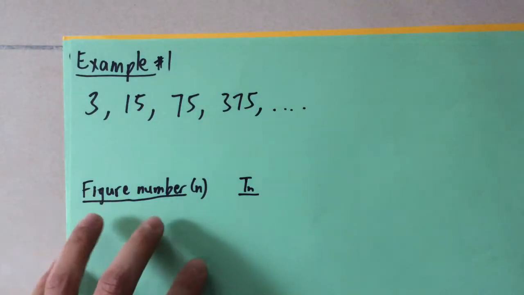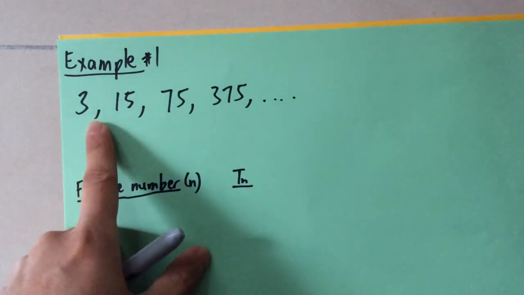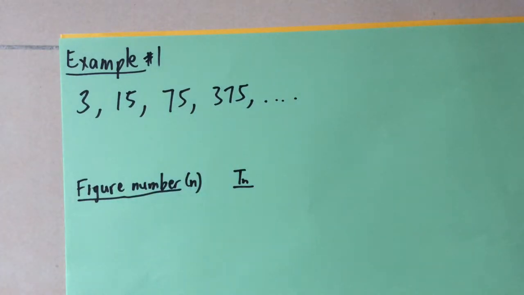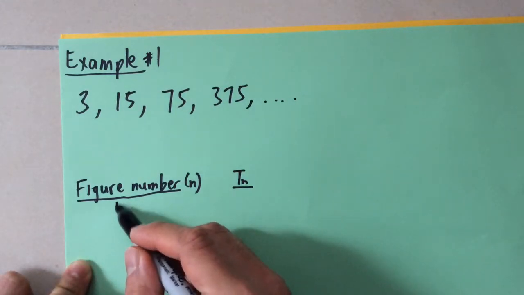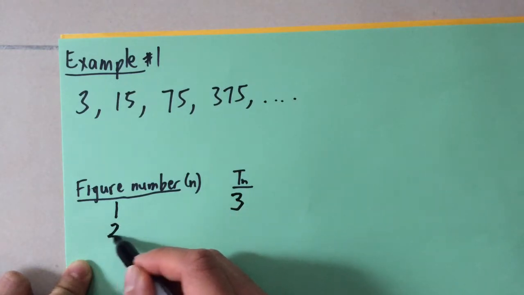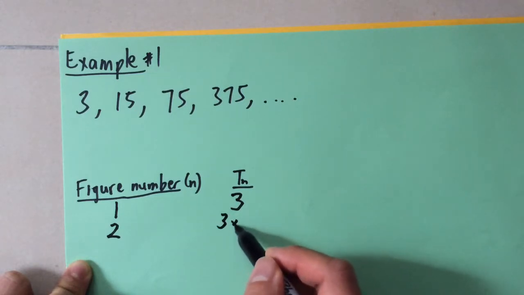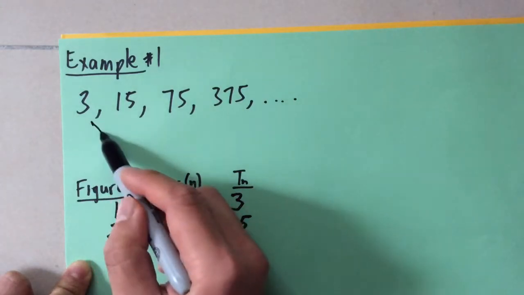Okay, let's go through an example first to find out how we can get the general formula for a geometric sequence. So if we look here, we find that we have a geometric sequence. Now, the reason why we know that is because for each figure number, n, when we have t1, our value is 3. For t2, our value is 15, which we can also write as 3 times 5. Okay. It's been multiplied by 5.